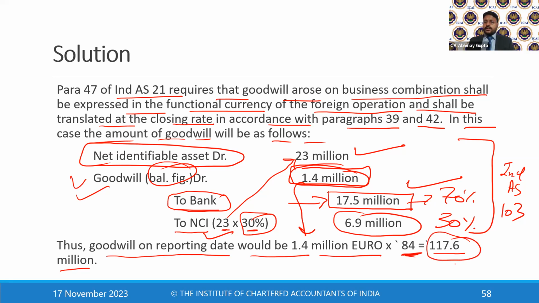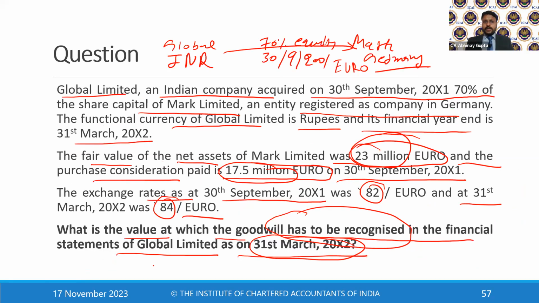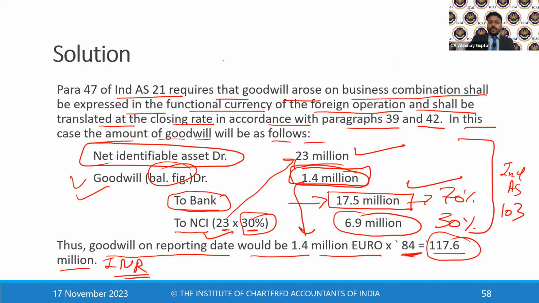And 117.6 million would be the INR amount, in the books of the parent company, because the parent company is having the functional currency in INR. So the only application of Ind AS 21 is this, right? Till here it was all 103 and this is 21. Clear?